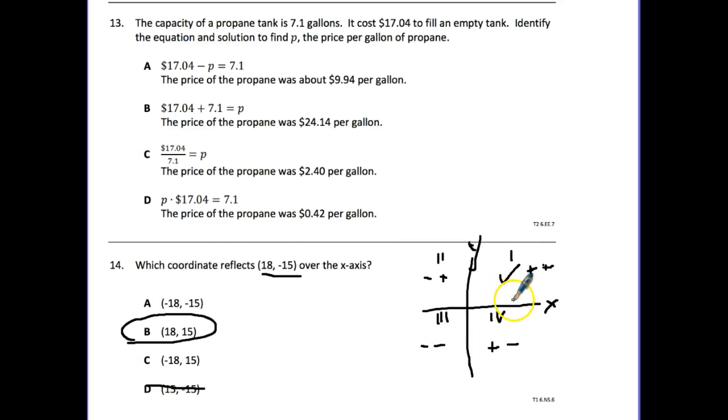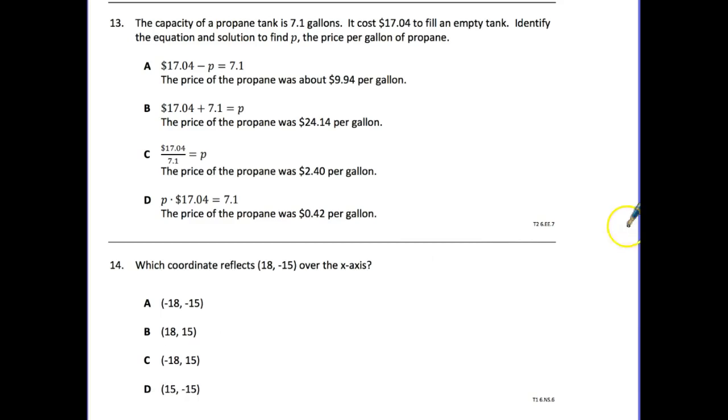So the only one that it could be is you're starting here, and if it's reflecting over the x-axis, you're going to end up in quadrant 1. And your process should include that explanation. This is where you started, this is where you ended up.